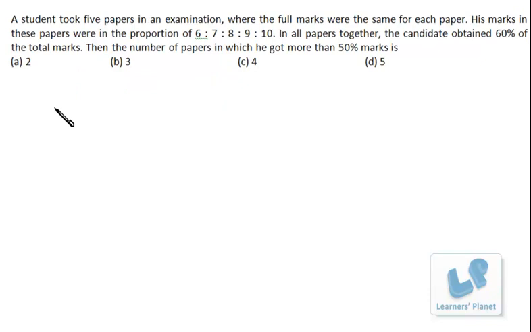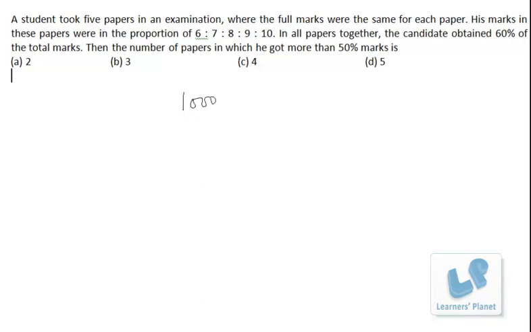Now friends, let's take this problem. This is from CAT 2001. A student took 5 papers in an examination where the full marks were the same for each paper. His marks in these papers were in the proportion of 6 is to 7 is to 9 is to 8 is to 9 is to 10. In all papers together, the candidate obtained 60% of the total marks. Then the number of papers in which he got more than 50 marks is. Quite a simple problem. We can assume that each paper is of 200 marks. So in all, the total marks for 5 papers is 1000.